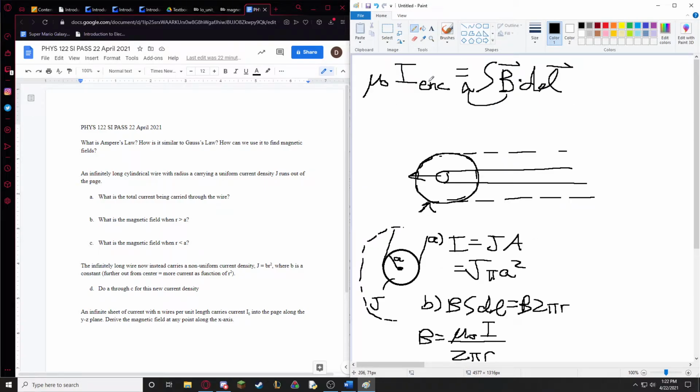Oh, okay. You know how for Gauss's law it was E dot dA is equal to Q enclosed over epsilon naught? Essentially, mu naught I enclosed is the Ampere's law equivalent of Q enclosed over epsilon naught. Okay, I was just confused how you got that. But yeah, this looks familiar.